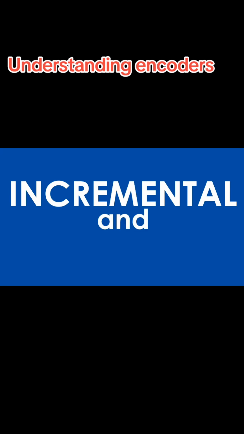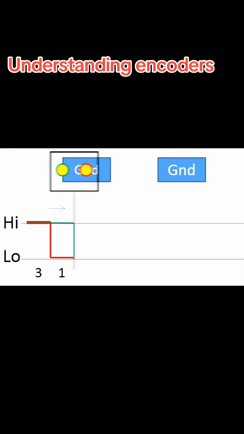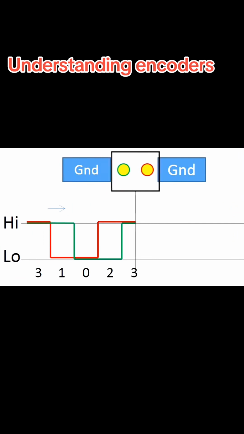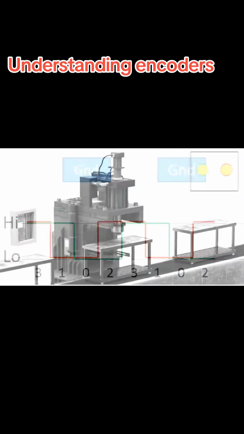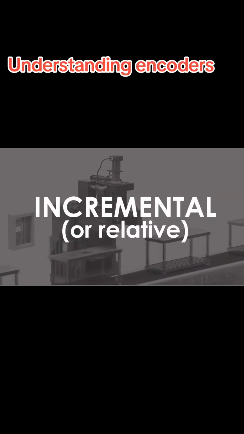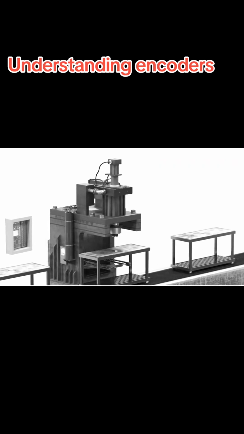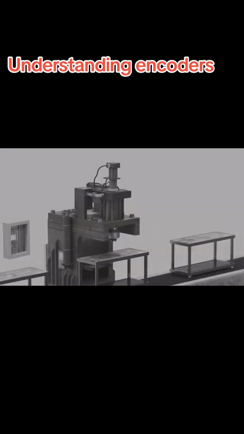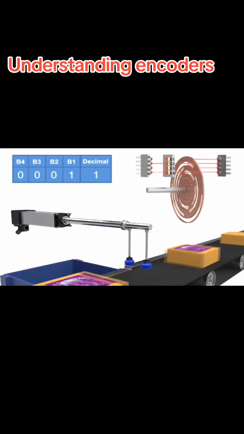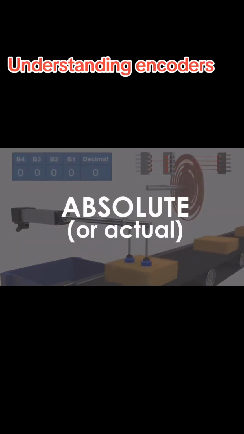Incremental encoders provide a steady stream of high and low pulses that indicates movement from one position to the next. So the encoder does not indicate any specific position. It doesn't do that. It only tells you if it has moved. Now let's talk about the absolute encoder.